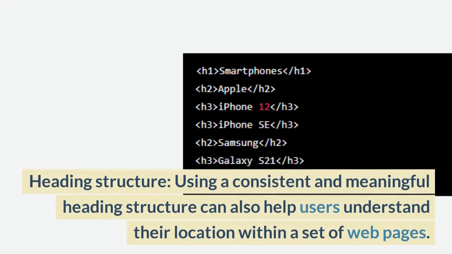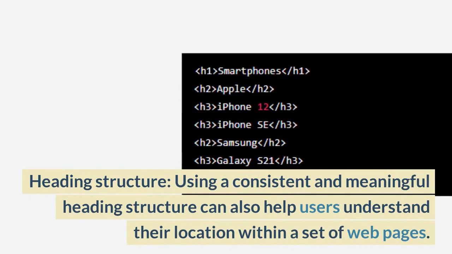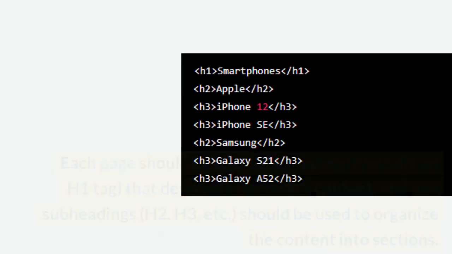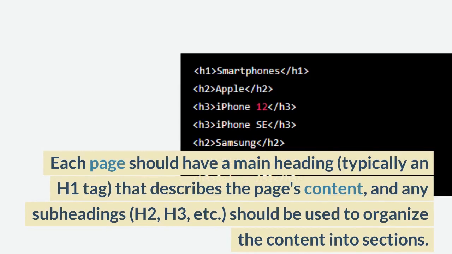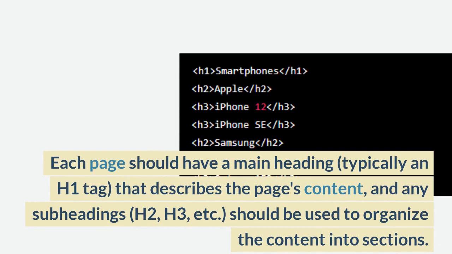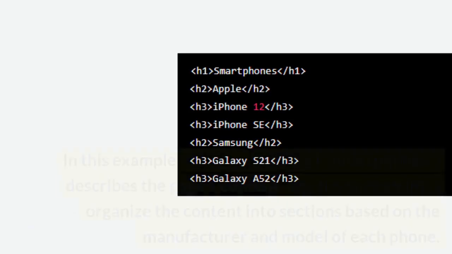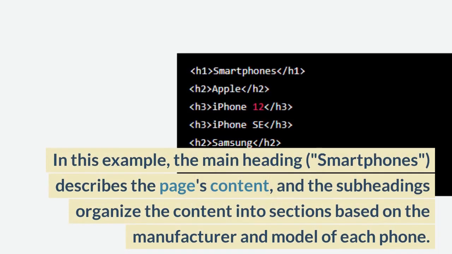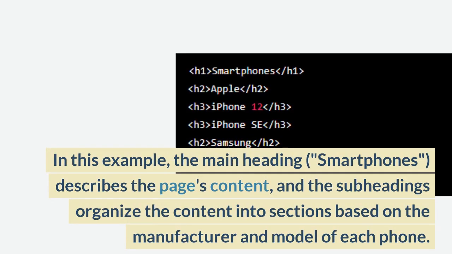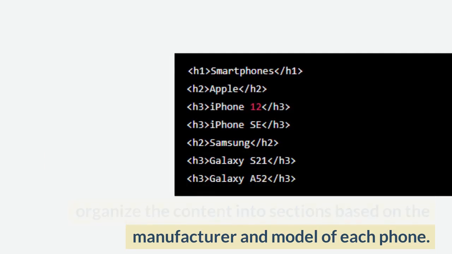Heading structure. Using a consistent and meaningful heading structure can also help users understand their location within a set of web pages. Each page should have a main heading, typically an H1 tag, that describes the page's content, and any subheadings, H2, H3, etc., should be used to organize the content into sections. In this example, the main heading, Smartphones, describes the page's content, and the subheadings organize the content into sections based on the manufacturer and model of each phone.